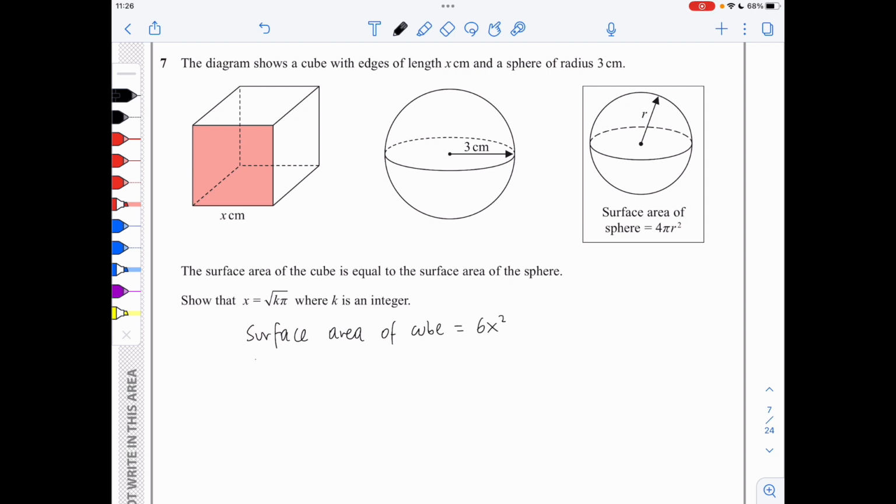And the surface area of the sphere is 4 pi r squared. The formula is actually given for us here on the top right hand side. So we know that the radius is 3, which means this is 4 pi times 3 squared. Now 3 squared is 9, 9 times 4 is 36, so this is 36 pi. So I will equate 6x squared with 36 pi. The 6 with the 36 leaves me a 6 on the right hand side, and therefore we get that x squared is 6 pi, which means that x is the square root of 6 pi.